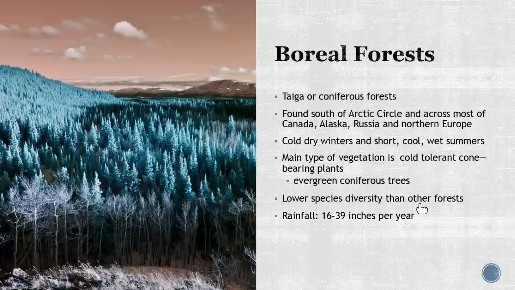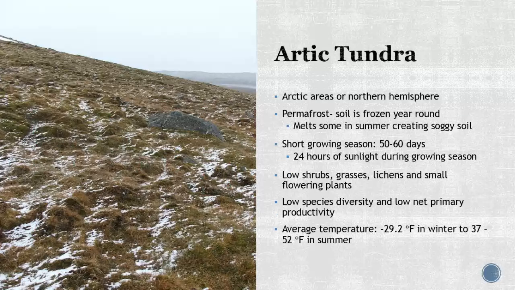Your last one that the book does mention is the Arctic tundra. So these are the Arctic areas, way up in the northern hemisphere. One thing noted about this is where you're going to find permafrost, where the soil is pretty much frozen year-round. It is going to melt some in the summer, creating a soggy soil. So you're going to find a lot of moss in these areas. Now, it does have a very short growing season because it all depends on how the Earth's axis is. So during that time, it will have those days where they have 24 hours of sunlight. But then in the winter, it's pretty much dark all year round.